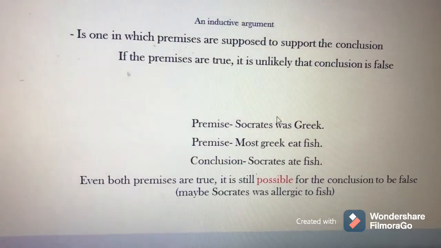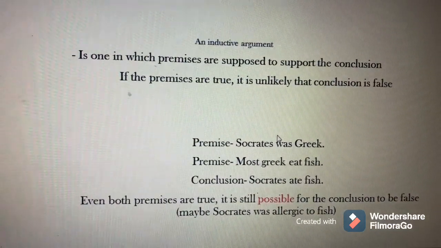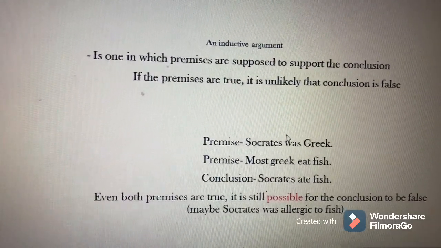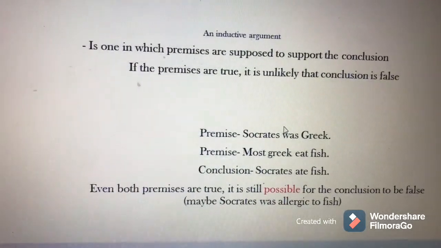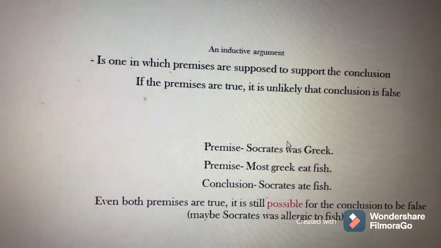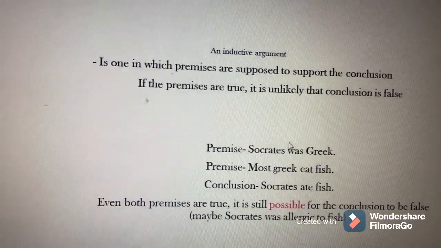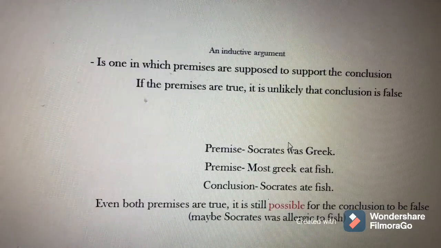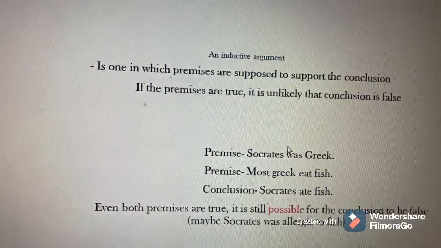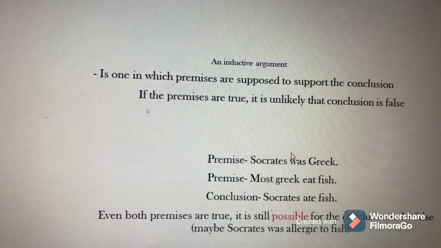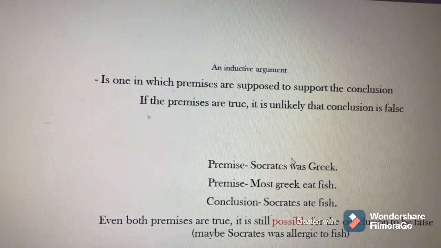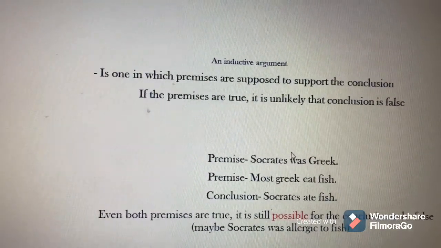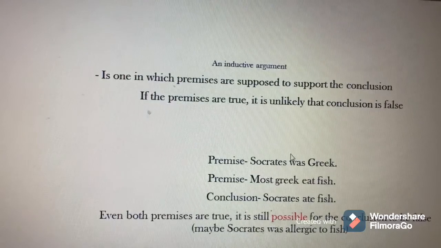Like I've said earlier, inductive argument is the opposite of deductive argument, because in the deductive argument, if the premises are true, it is automatic that your conclusion is true also. But in inductive argument, even if your premises are true, your conclusion can still be false.